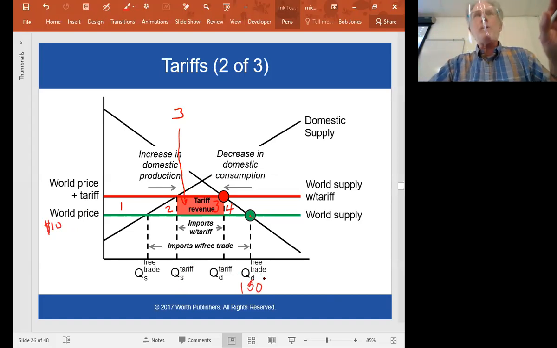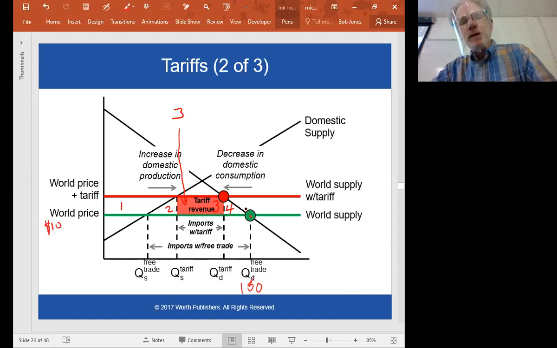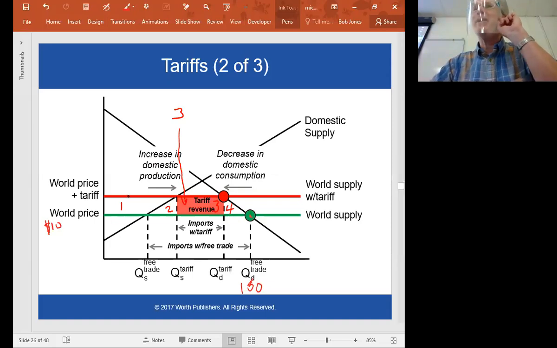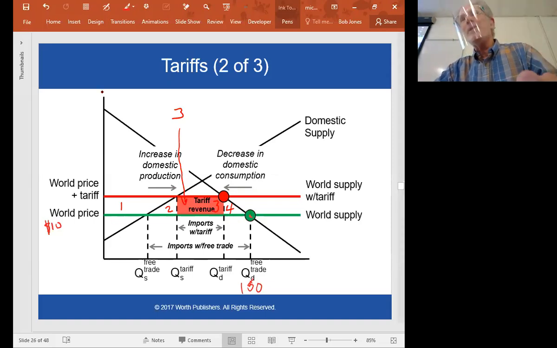So before the tariff, when we have free trade, consumer surplus is all of this area. Okay, it's the big area here, plus, well, it's everything. I told you to say it the same way every time. Area below the demand curve and above the price line. So it's this big triangle.